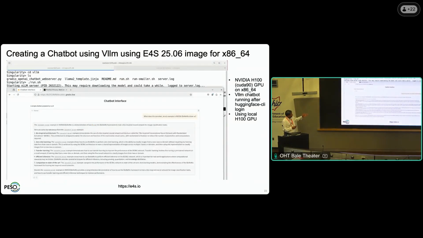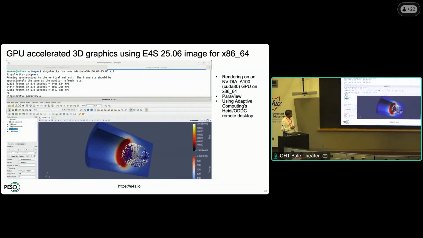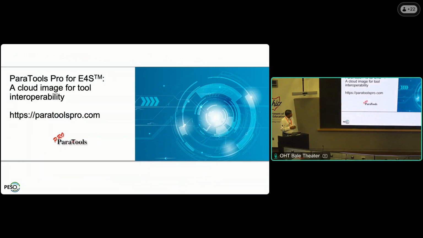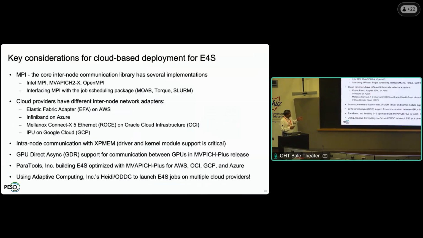You have vLLM, so you can run your own chatbot on your own GPU and run an example. Plus, you have a remote desktop, so you have visualization capabilities like this ParaView. So ParaTools Pro for E4S is the cloud image, which allows us to target multiple cloud platforms.